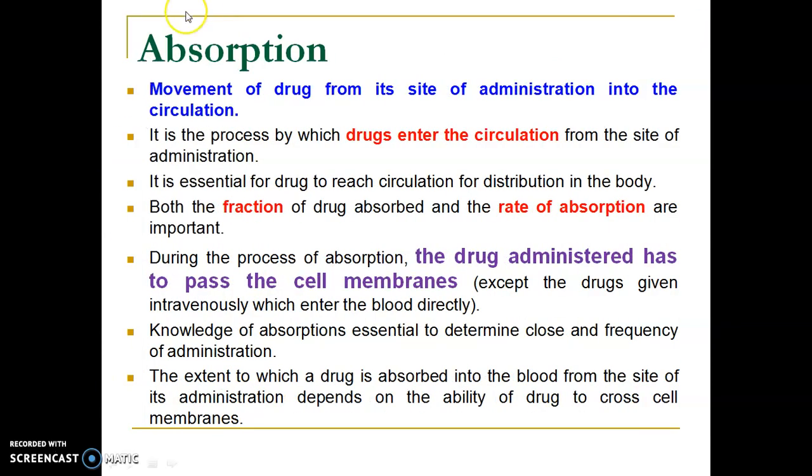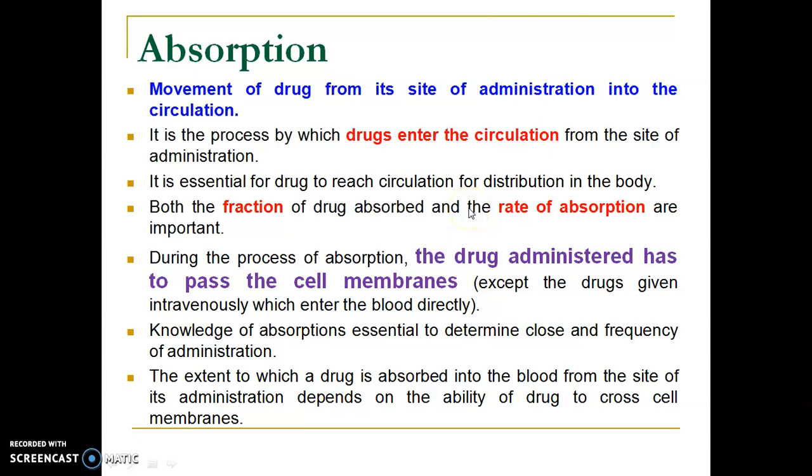So absorption is the movement of drug from its site of administration into the systemic circulation. That means when the drug is administered, it enters into the systemic circulation, that is the blood. So this process is called absorption. It is the process by which drug enters the circulation from its site of administration. It is essential for the drug to reach the circulation so that it is distributed in the body.